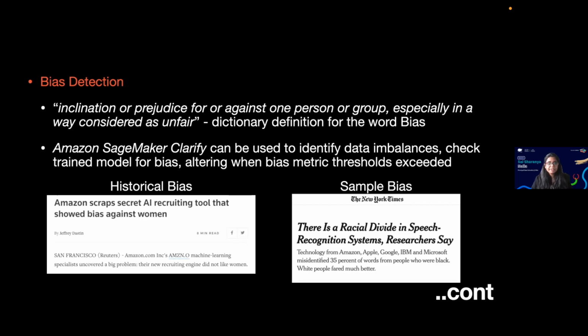The other type of bias is sampling bias, as you can see in the article on the right. This type of bias exists when your data is not evenly distributed.